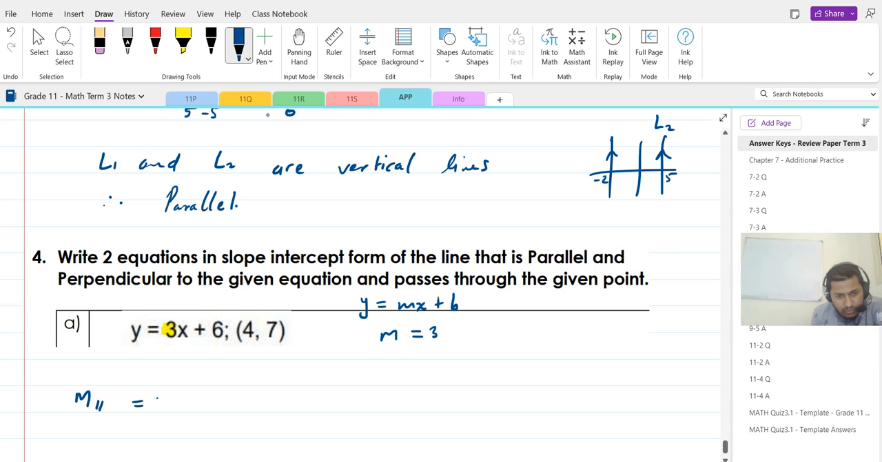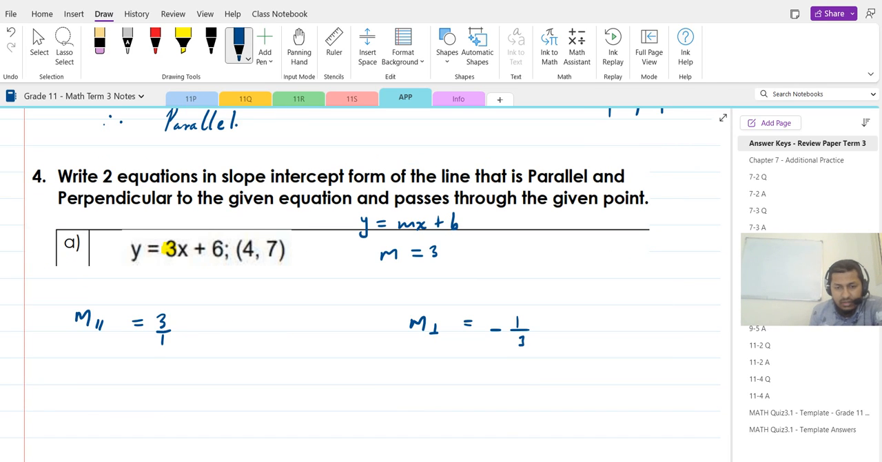So what's the slope of the parallel line? Parallel lines have equal slopes, 3. What's the slope of the perpendicular line? Remember, that's 3 over 1. So if you flip this, it's going to become 1 over 3 with an opposite sign. So it's the negative reciprocal. The relationship is from the original. Parallel lines have the same slope, and the perpendicular slope is the negative reciprocal, so the product of 3 and negative 1/3 will give you negative 1.